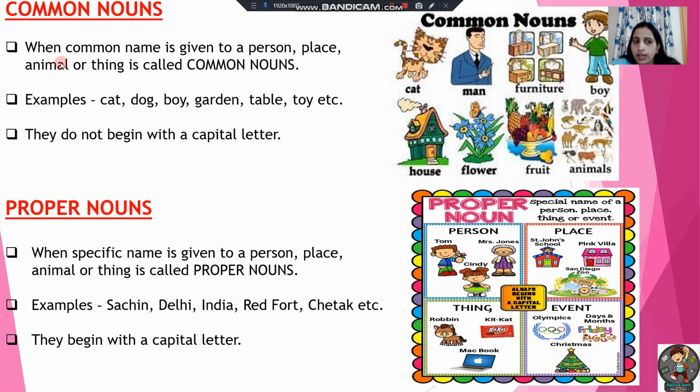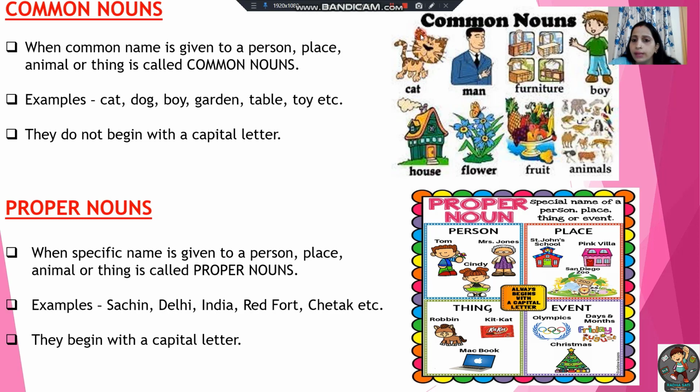Common noun क्या होता है? When a common name is given to a person, place, animal or thing, it is called a common noun. For example, you can see the picture here. This is a picture of a cat. So we are talking about only a cat. We are not talking about any particular cat here.